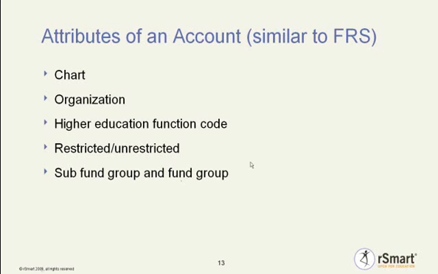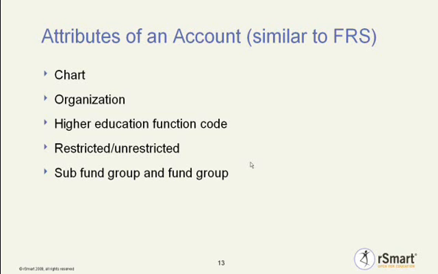Attributes of an account would include a chart, organization, higher ed function code that would help you with your FASB, GASB reporting, your iPads, restricted, unrestricted indicators so that year-end programs do the right thing with each account. Every account belongs to a fund group, usually through a sub-fund group that reports up to a fund group. There can be multiple charts. If you have a medical center, you may have a large auxiliary enterprise, you may have different campuses geographically. You can have multiple accounts, multiple charts, and they're automatically consolidated.